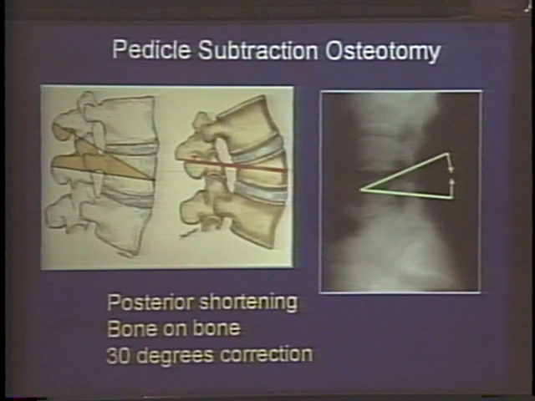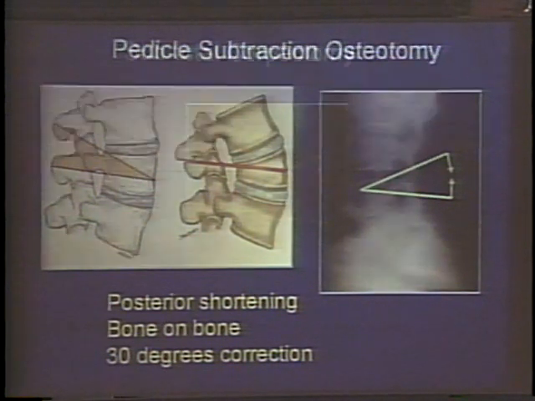This is a diagram of the pedicle subtraction osteotomy. The laminectomy is done. The pedicles are exposed bilaterally. The vertebral body is exposed around laterally to around the corner anteriorly bilaterally, and then the wedge is taken out beginning at the pedicles and ending at the anterior body. The osteotomy is closed. This is a completely posterior shortening osteotomy, giving a bone-on-bone situation with almost always complete healing. And you can predictably obtain approximately 30 degrees correction by one pedicle subtraction osteotomy.